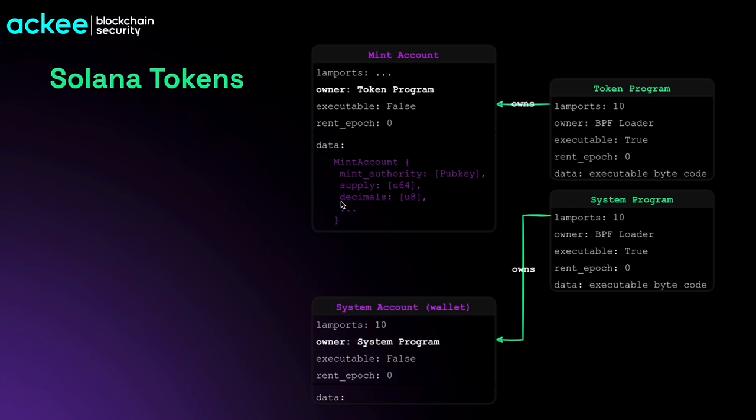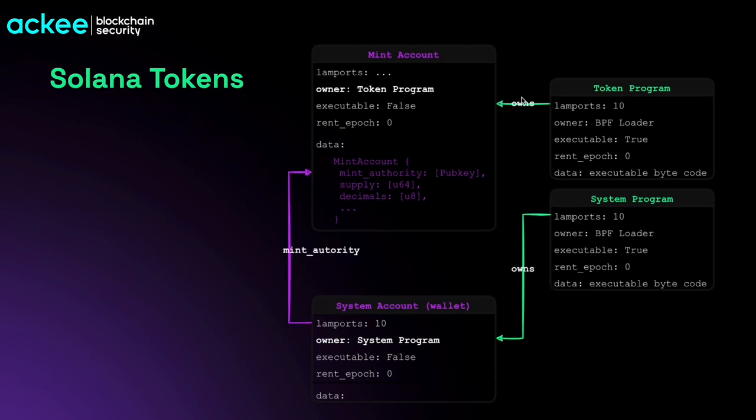And we also specify decimals. This means the decimals that we have after each token issuance. So, for example, let's just say that our wallet that we have created in the previous step is a mint authority for our mint account. So the mint authority is our wallet right here, which is the pubkey of our wallet.